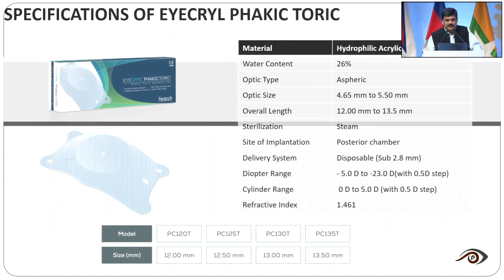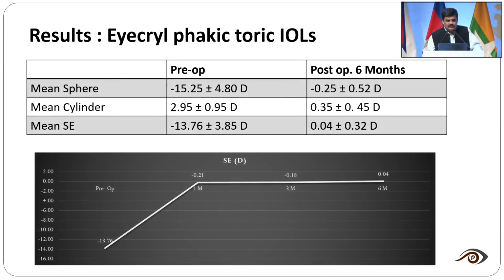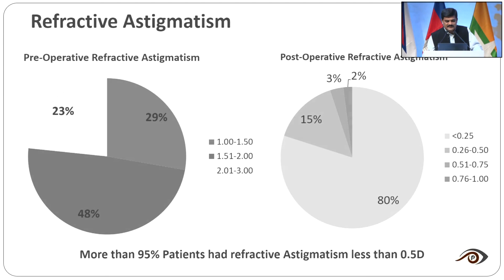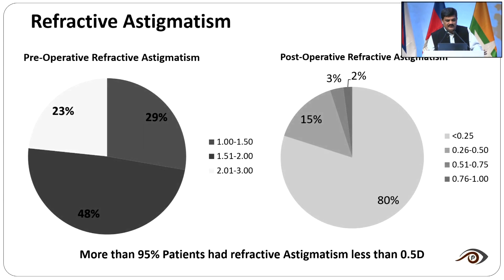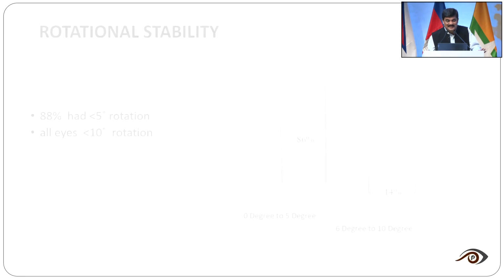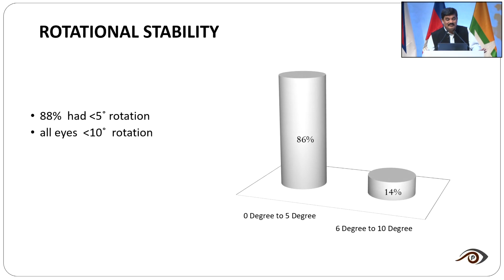So 132 patients. I am not going to talk about the different models. This is the overall result, with patients coming after 6 months of follow-up. More than 95% of the patients had a refractive astigmatism of less than 0.5 diopter. That means the rotational stability is very good in these patients. 88% had less than 5 degree rotation and all eyes less than 10 degree rotation, that you could see.